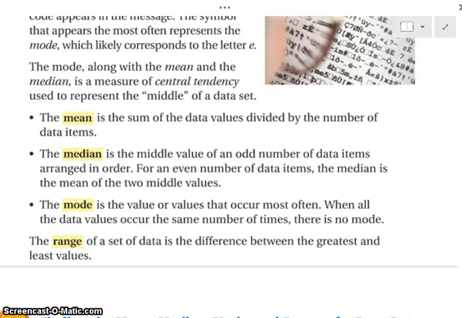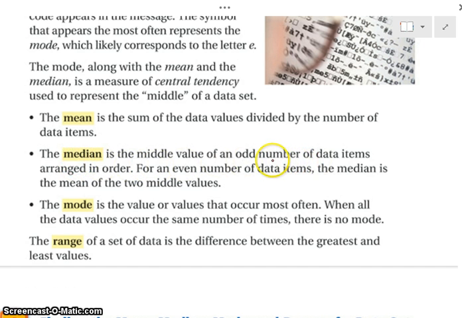So today we're going to review for our quiz, and the first 4 topics that you were supposed to learn about were mean, median, mode, and range. Mean is where you add up all the numbers and divide by how many numbers you have. Median is the middle value.